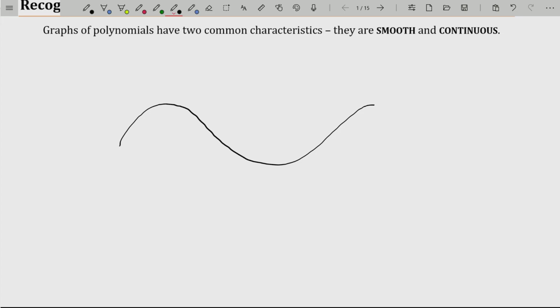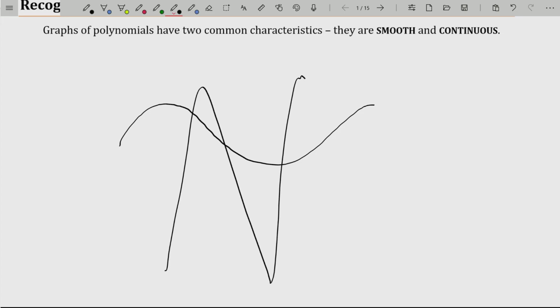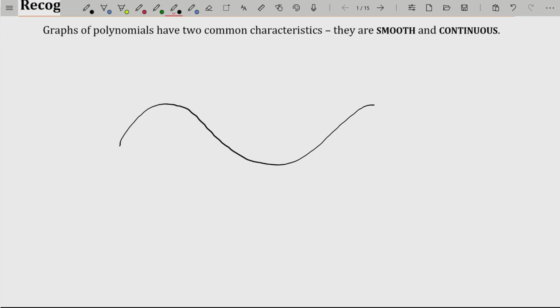Although if you do get high degree polynomials, they do have some quite crazy behavior. They can do something like that, for example. But that's if they have very high degree. Generally speaking, we're going to be dealing with low degree polynomials in this course, or at least in these videos.